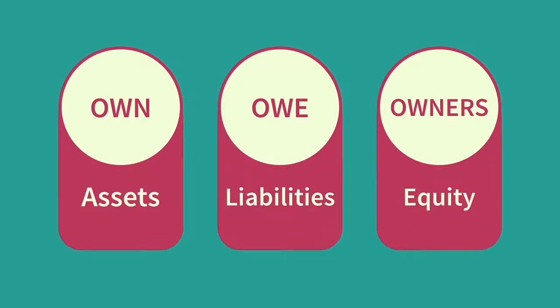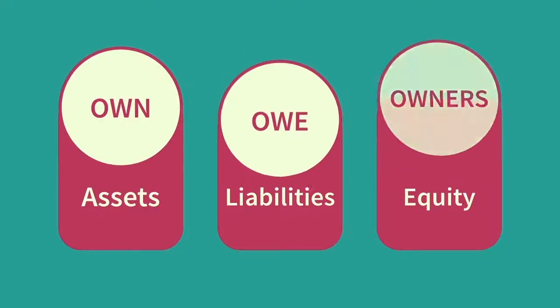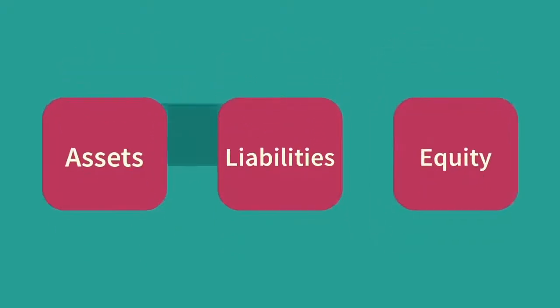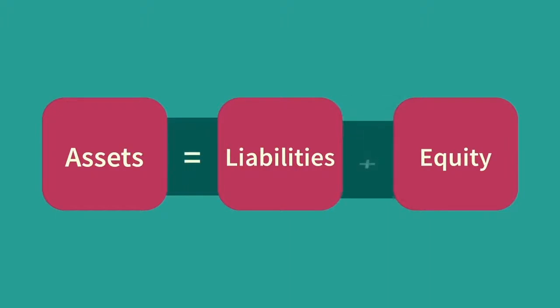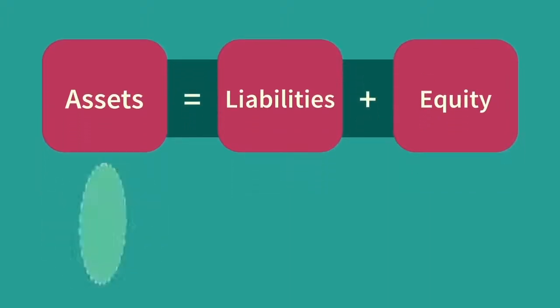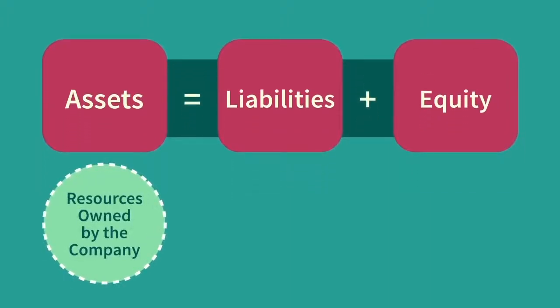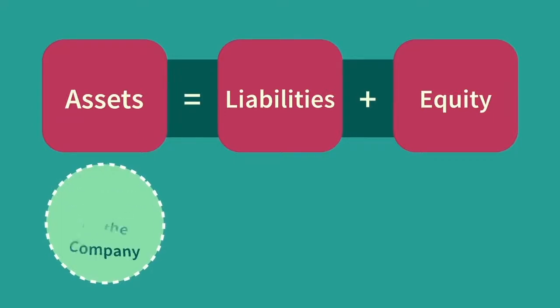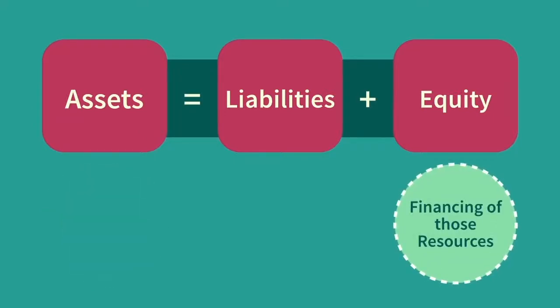The makeup of any balance sheet follows this simple balance sheet equation. Assets are equal to liabilities plus equity. The resources owned by the company should equal how those resources were financed.